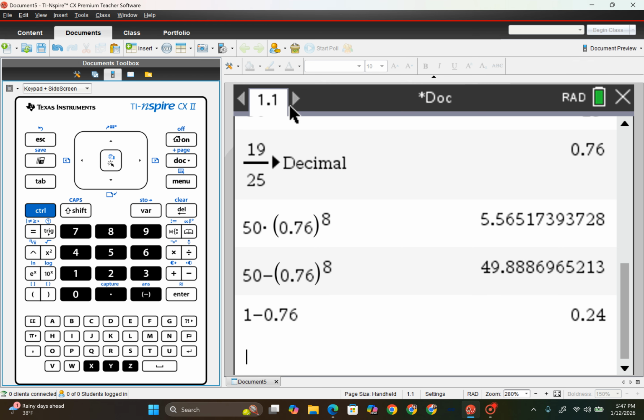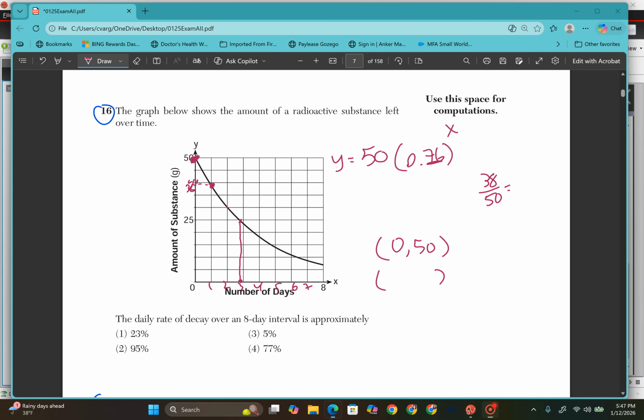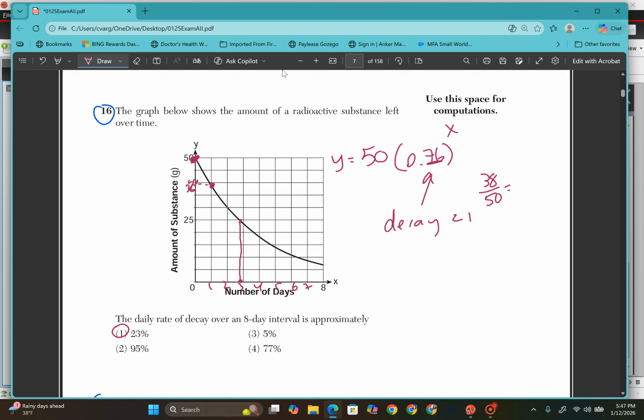Actually, I'm doing too much. So I know that the daily decay rate is 0.76, right? So all I have to do is 1 minus 0.76, which is about 23, 24%. So if I go to my answer choices, 24% right there. And how do I know that, right? Remember, this is telling us whether it's growing or decaying. So this is decay because this number is less than 1. We just talked about that, right? So how much less than 1 is it? 1 minus 0.76 is 0.24, which is the same thing as 24%. And it's approximately, so we're going to say that that's about 23%.